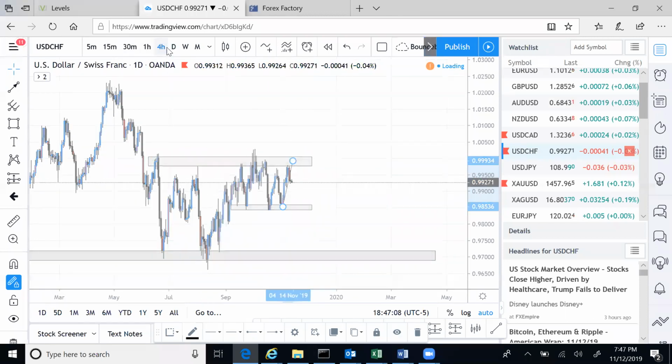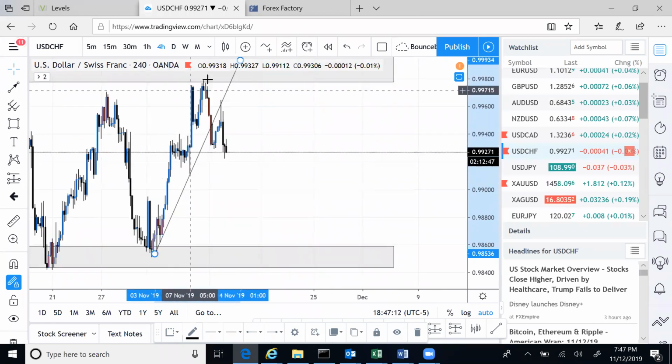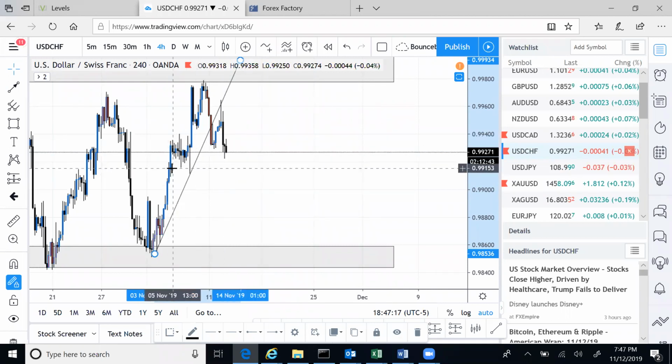So coming down to 4-hour time frame, what type of pattern am I seeing forming? I can see a head and shoulders clearly forming here, right? Basically, the head and shoulders itself is completed, so we're now looking for that drop.